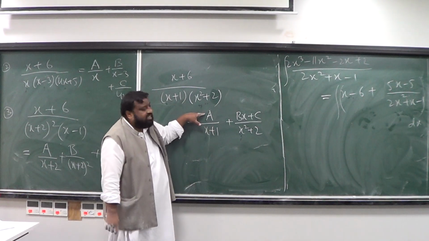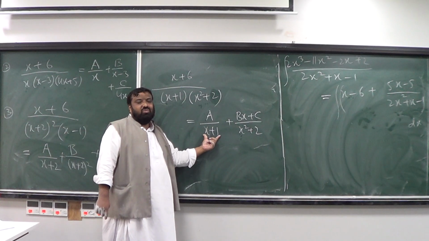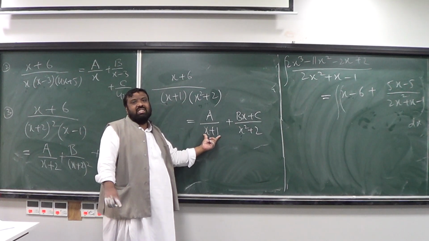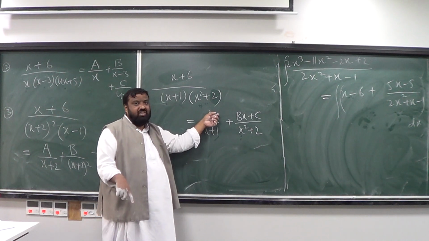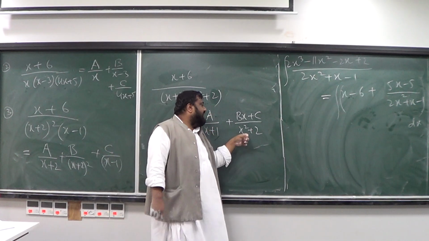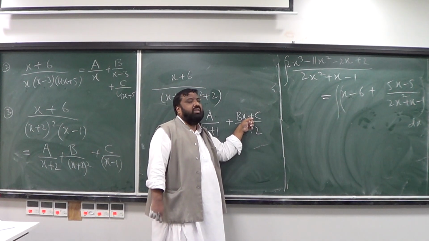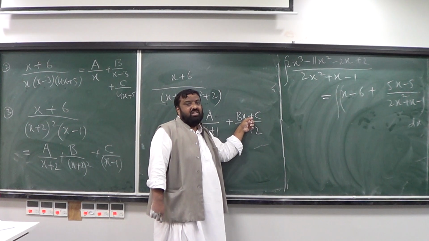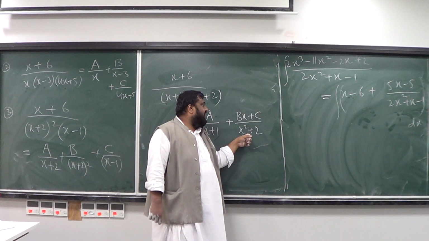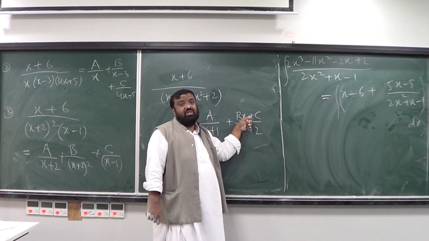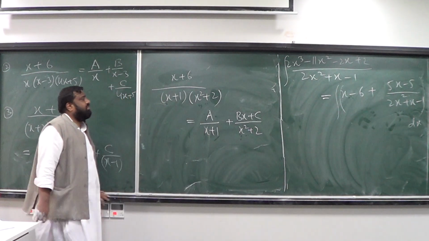Why are you putting a constant here? Because this is a 1 degree polynomial. So what is the polynomial that has 0 degree? The 0 degree polynomials are constants. So if the denominator is quadratic, the numerator must be linear. If the denominator is cubic, the numerator would be quadratic. Are you getting the point? That's really the essence of it.